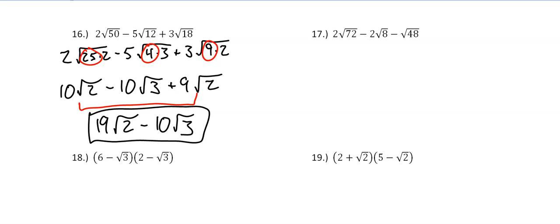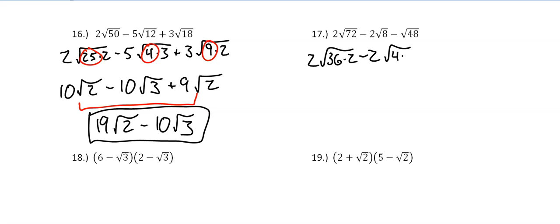If we look at the next one, again, I'm going to do the same kind of thing. I want to simplify this and then see if there are any like radical terms. So on this one, I might say, okay, the 72 is 36 times 2. And if you need to take that off to the side because maybe you don't see the biggest perfect square of 36, that's okay. Take it off to the side and work it out.